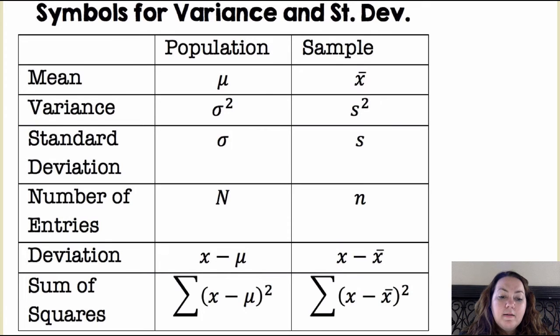Capital N is the number of entries for a population. Lowercase n is the number of entries for a sample. X minus mu is the deviation, your value minus the mean. X minus x bar is the sample deviation. And then the sum of squares would just be you square those deviations and use the summation symbol.